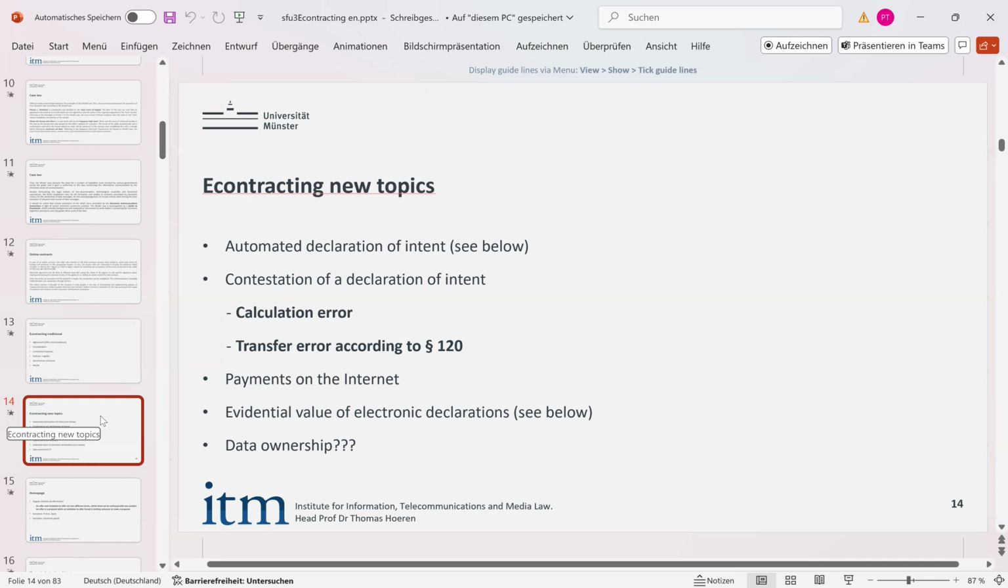Next topic, contestation of a declaration of intent. What is happening if you're declaring, I want to get 5 kilos of sweets, and in fact, you wanted to get 5 grams of sweets. So you made a mistake, an error. Can you say, I want to cancel it? What is happening when you are making a mistake in an electronic order? Trying to withdraw an order.